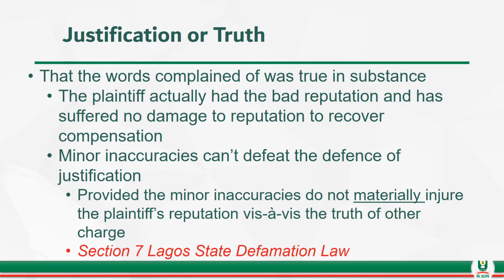Justification, the other name is truth. Basically, what the defendant is saying is that what he said, which the plaintiff is alleging is defamatory, is the truth. In other words, whatever it is that he said that impacted on the plaintiff's reputation is actually in existence. So the plaintiff has a bad reputation, and so he has not suffered any damage. He cannot be compensated for having a bad reputation. And it's important to note that the fact that not all the facts add up may not defeat the defense. So if there are minor inaccuracies that don't materially injure the plaintiff's reputation when compared with the truth of the defense, then they will not affect the defense.